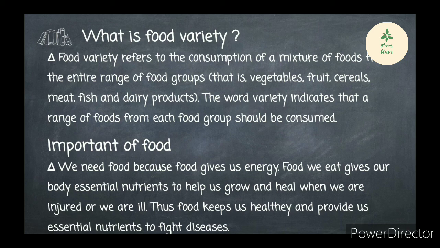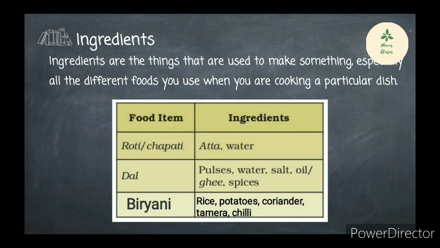Next slide is related to our table. Ingredients are the things that are used to make something, especially all the different foods you can use when you are cooking a particular dish. When you are going to make any dish, you need some ingredients.